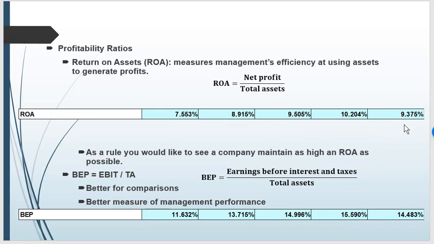It appears that about 9% of profit is coming from the total assets of the company, which shows how efficient they are. Again, we like it to be higher rather than lower, but this company seems to be pretty standard. Now, one of the things that we might want to do is make some comparisons.